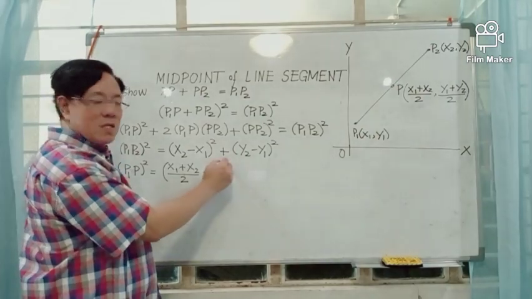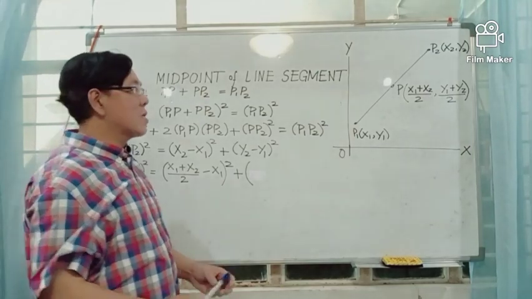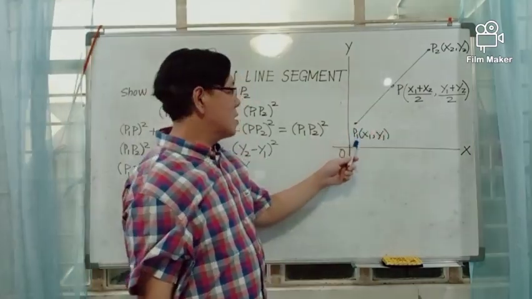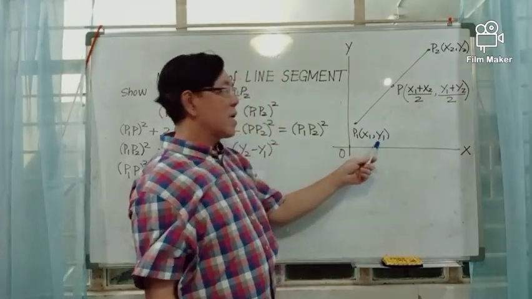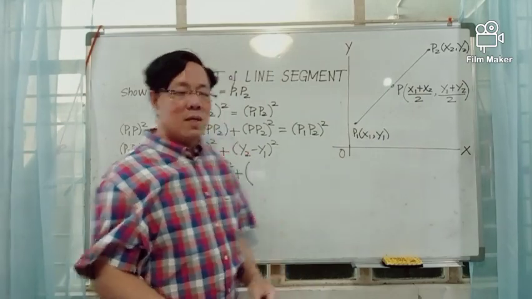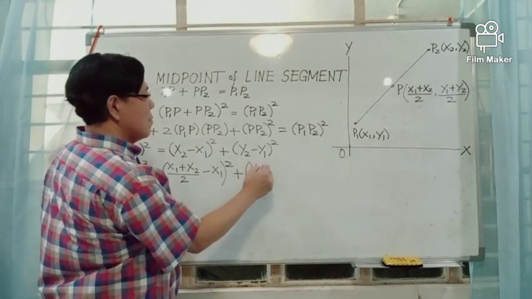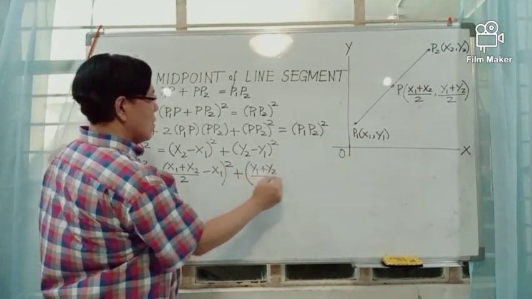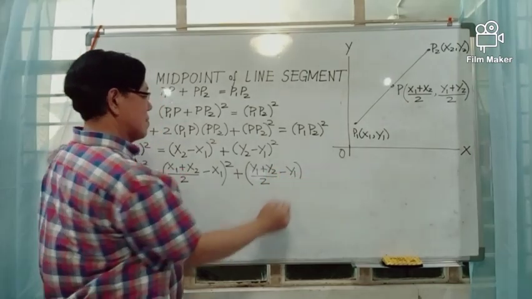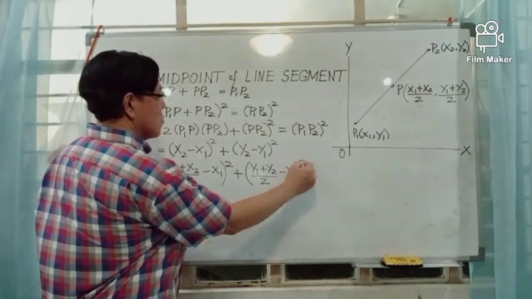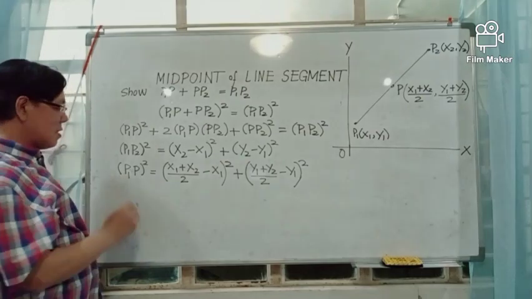And we take the square of it plus the square of the difference of the ordinates of P and P1, y1 plus y2 all over 2 minus y1 squared. We write open parenthesis y1 plus y2 all over 2 minus y1, squared. And we simplify the right-hand side.